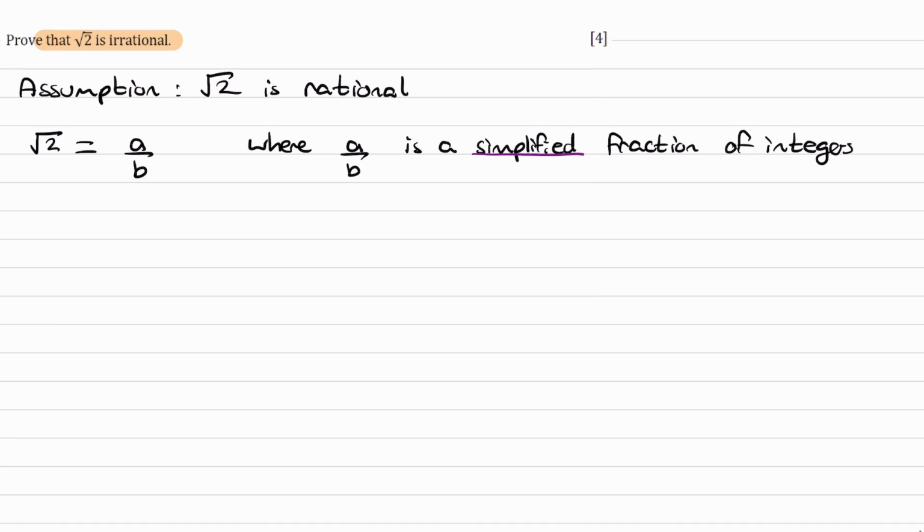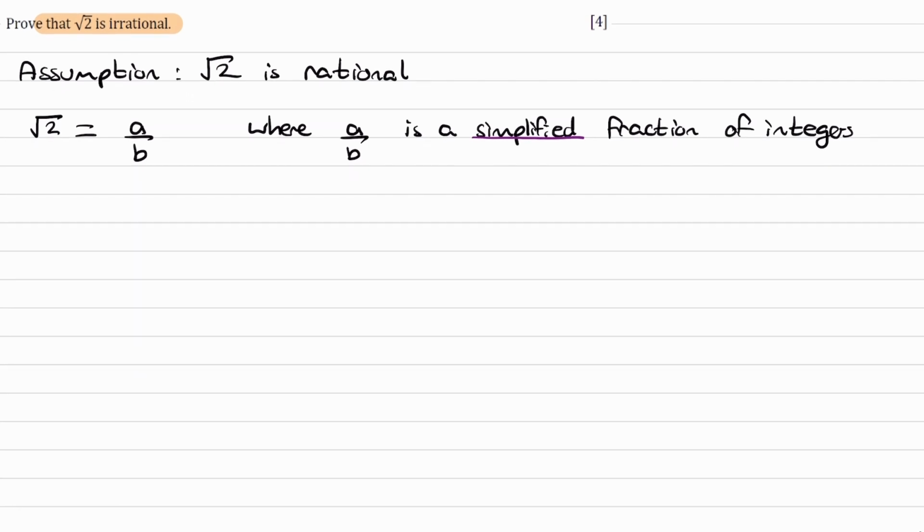Let's manipulate this and try and find some kind of contradiction. So we can start by squaring both sides. We end up with 2 is equal to a squared over b squared. And that's useful, because then we can say that a squared is equal to 2b squared. We've discovered a property of a squared. That means that a squared is even.